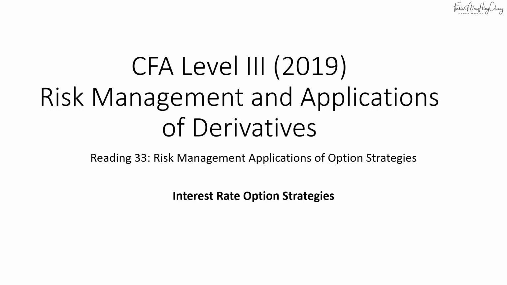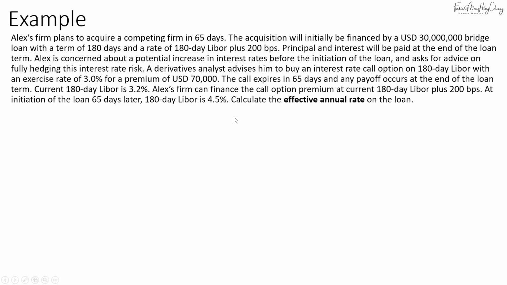Now we'll look at interest rate option strategies, particularly on interest rate call options. So let's look at this example where Alex's firm plans to acquire a competing firm in 65 days. And the acquisition will initially be financed by a $30 million bridge loan with a term of 180 days at a rate of 180-day LIBOR plus 200 basis points.